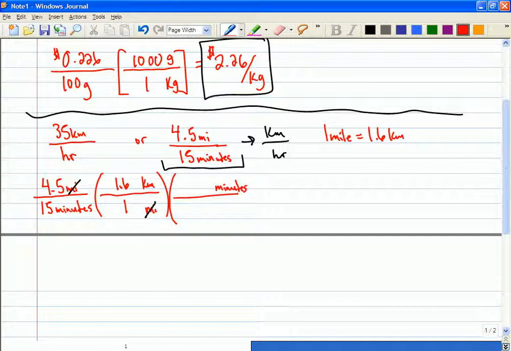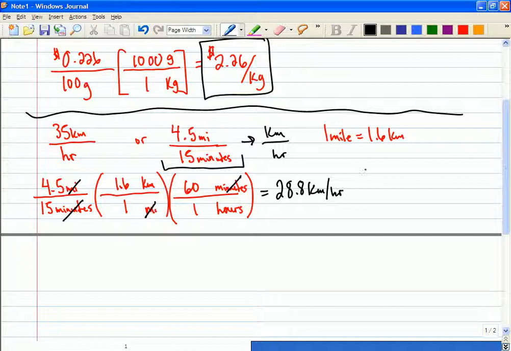So I got minutes would disappear top and bottom, and I want hours into the problem. So there are 60 minutes in 1 hour, and again you can double check. Minutes is gone, so the units that remain are kilometers per hour. Put them into your calculator, you should get 28.8 kilometers per hour.